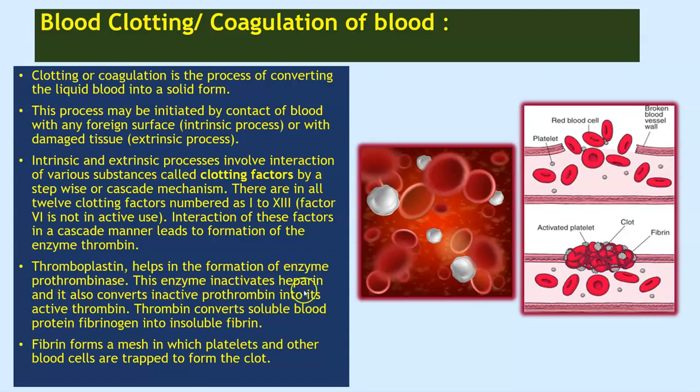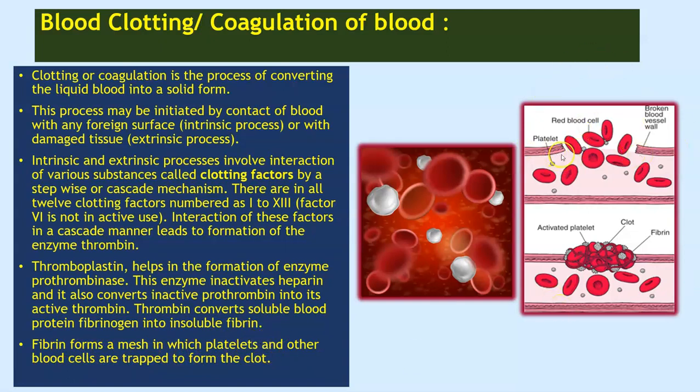This enzyme inactivates heparin. Now, heparin is an anticoagulant which prevents the clotting of blood. So they inactivate this enzyme and they also convert the inactive prothrombin into active thrombin. Thrombin converts the soluble blood protein fibrinogen into insoluble fibrin. These fibrins form a mesh in which platelets and RBCs are trapped to form a clot.